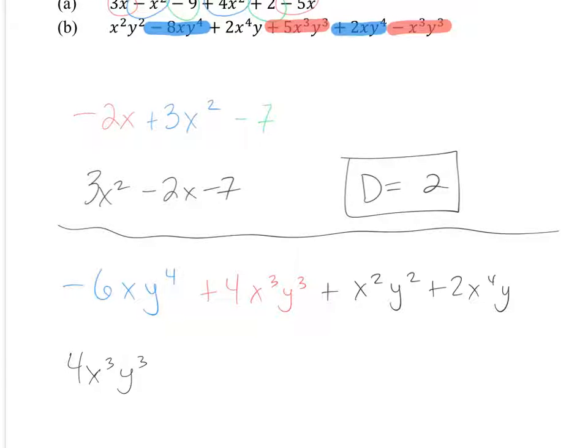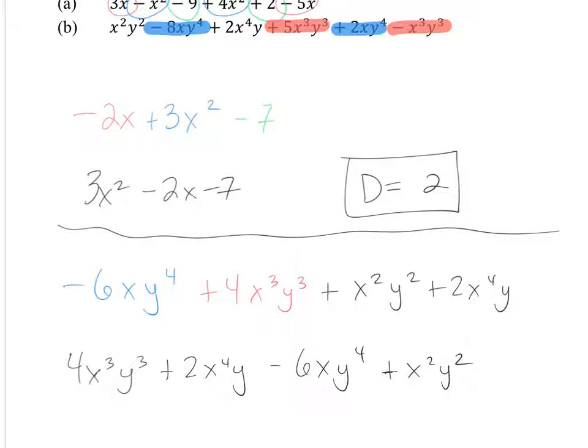Now, there's two terms with a 5th degree, right? Here and here. Which one goes first? Which one goes first out of these two? Doesn't matter, guys. It makes no difference. You pick. All that matters is that the degrees are in order. So if you want to put the 2x to the fourth y first, that's fine. And then minus 6xy to the fourth, that's fine. As long as both of those terms come before the last one, which is x squared y squared. It doesn't really matter.